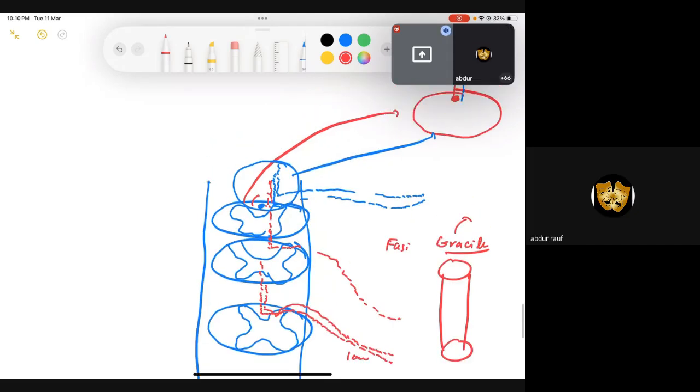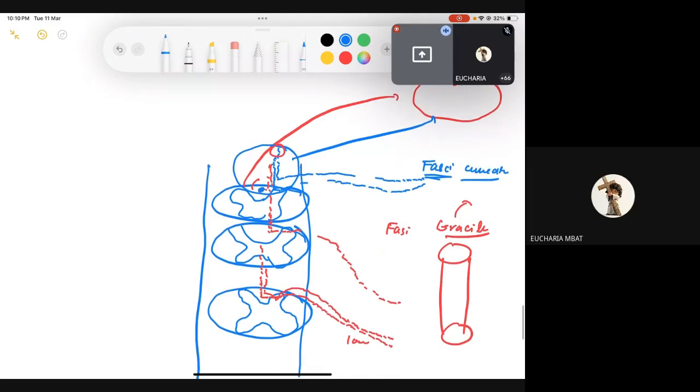While these bundles which are bringing sensation from your upper extremities are going to be called fasciculus cuneatus, right? What does the term fasciculus mean? Whenever you have a bunch of axons and it resembles a cylindrical kind of wire, a cylindrical bundle, right? So whenever we have a bundle of axons which are cylindrically arranged, they are called fasciculus. Cylindrical arrangement, right?